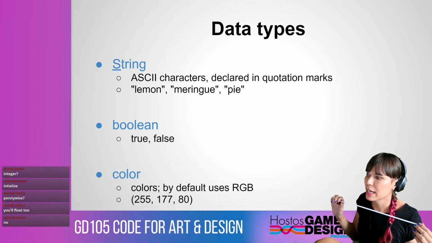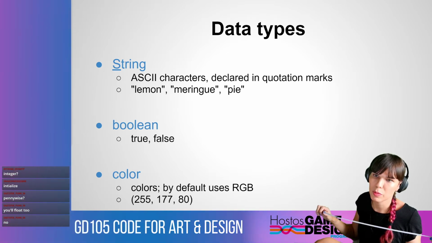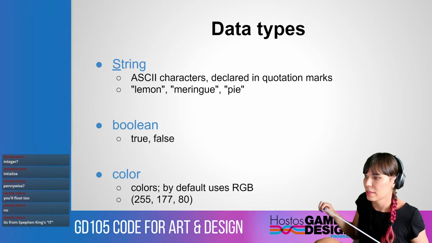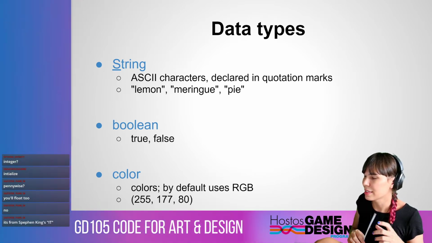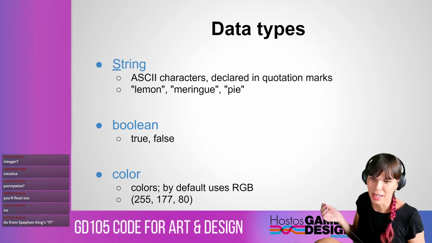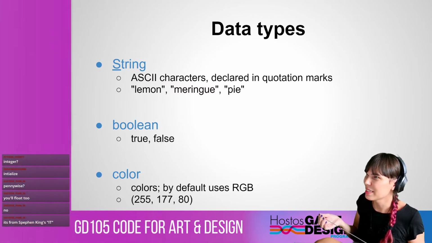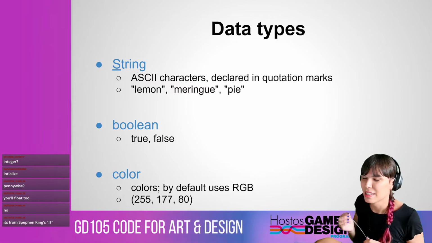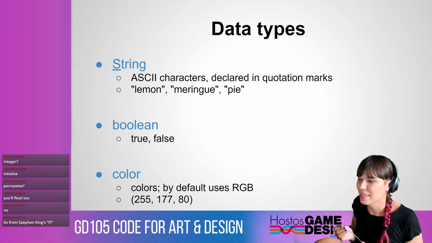So some other kinds of data types, we have string, Stephen King's It. I never read that. Is that the clown one? I'm really losing it in my pop culture points right now.